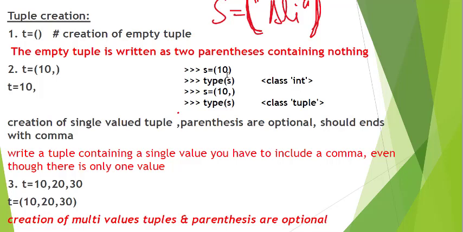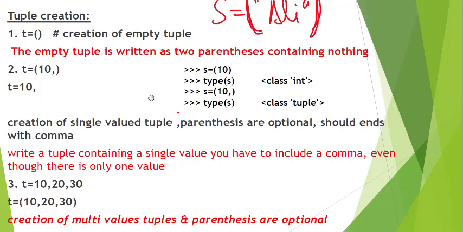Now, if you have only a single element and you say, for example, s equals 10, you may say it's a tuple, but it's not a tuple. It's taken as an integer. So if you say type of s, it will be int. To make a single element a tuple, you have to put a comma at the back as syntax to differentiate between the integer and the tuple. If you now check the type of s, it's going to be tuple. If you say only 10, it will be taken as an integer, not a tuple.